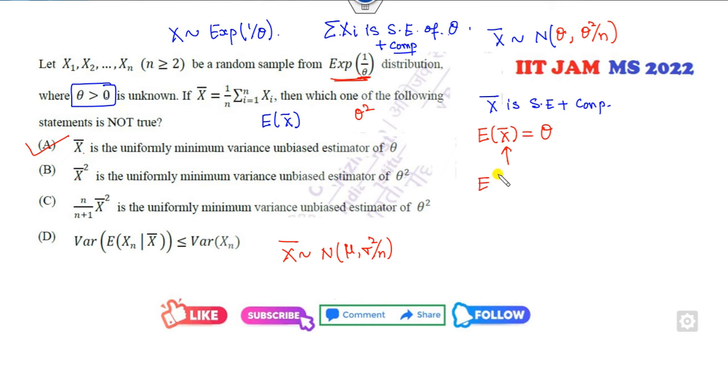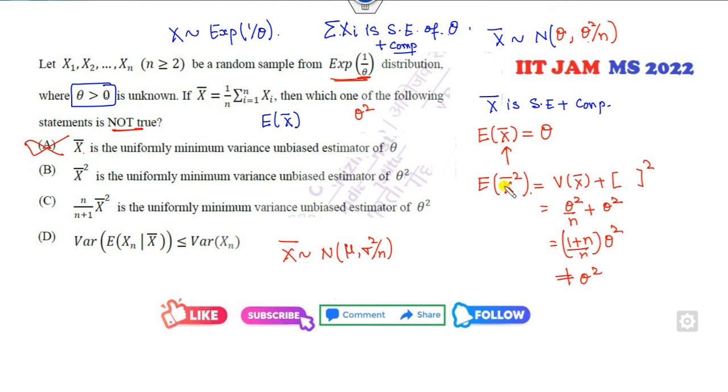Can you find the E of x bar square? Sorry, this is not true statement. So how do you find x bar square? I can find the variance plus the expected value whole square. So the variance is theta square over n, plus theta square. So clearly this is not equal to theta square. So x bar square is the wrong statement.